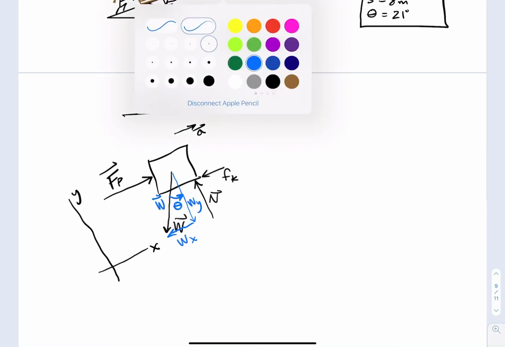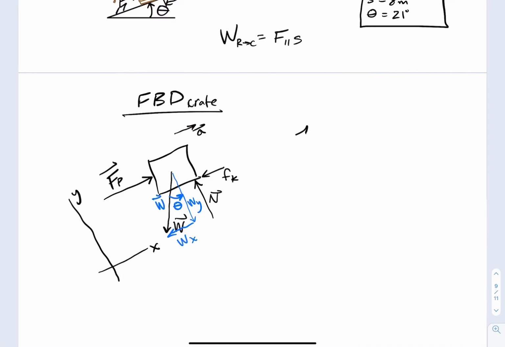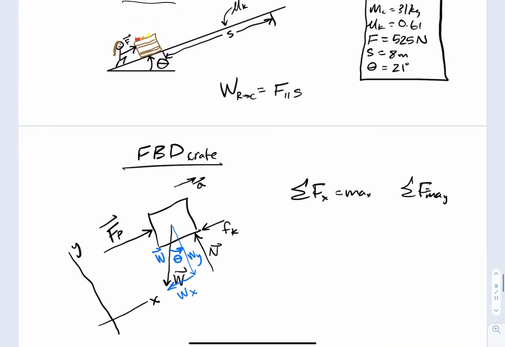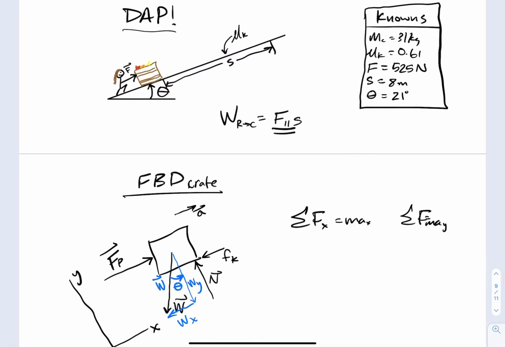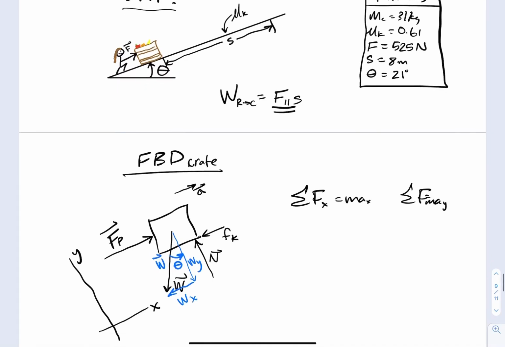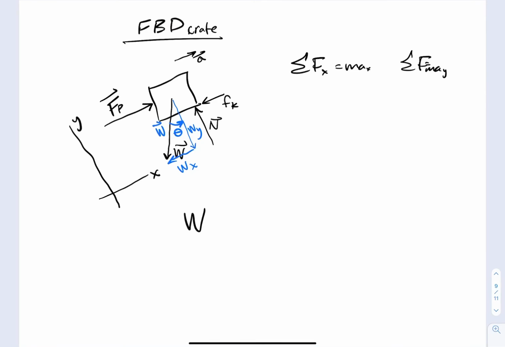Once you do a free body diagram, you may be tempted to sum your forces in the x and in the y direction. But to save us some time, in this problem, we were actually given the force that Ryan is exerting on the crate, and that is parallel to the displacement. So I think we could actually just solve the problem without the FBD today.